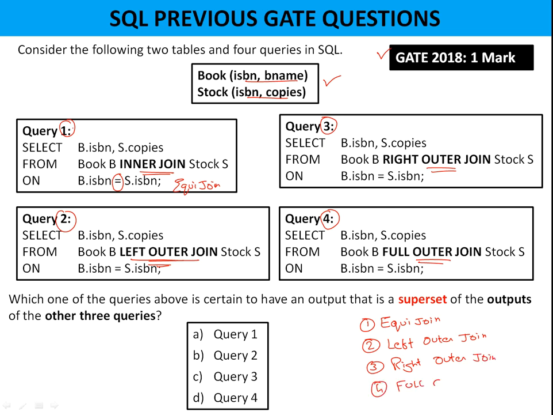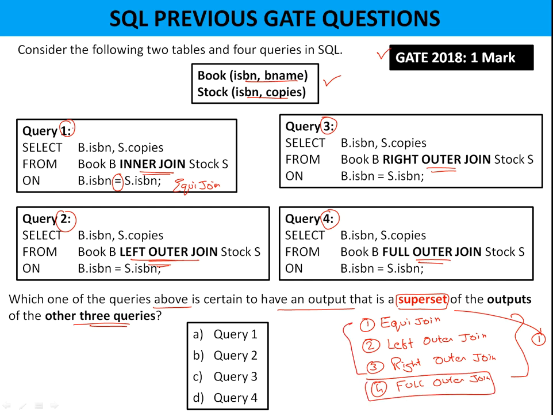Now they are asking which of the queries above is certain to have output that is a superset of the other 3 queries. So among these 4, one is a superset of the other 3. What is that? It is nothing but full outer join, yes or no? Full outer join consists of equi-join rows plus free rows of the left table plus free rows of the right table. So the answer will be query 4, guys.